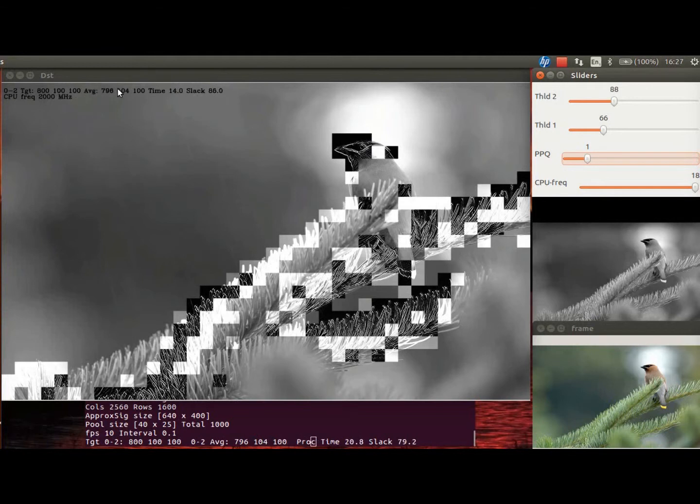The next one is an average of what the software is achieving, or the nearest value. So we can actually select 4x4, 8x8 or 16x16 areas to generate this average, the approximate significance size. That ends up reducing the 2560 columns and 1600 rows to an approximate significance matrix size of 640 by 400 in this case.